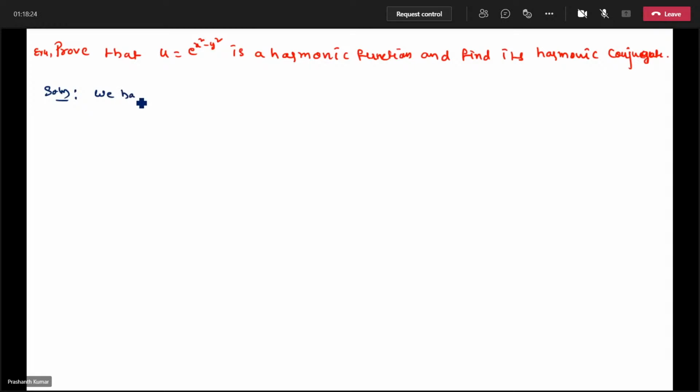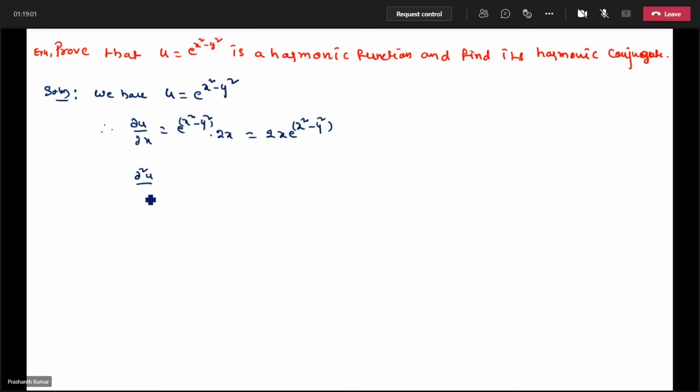We have u is equal to e to the power of x square minus y square. Simply, dou u by dou x is equal to what? e to the power of x square minus y square into the x square derivative, 2x. So this is equal to 2x e to the power of x square minus y square. This is our dou u by dou x.